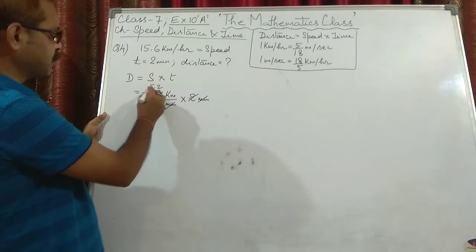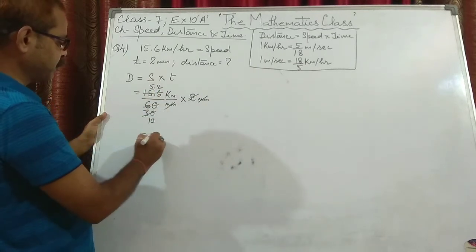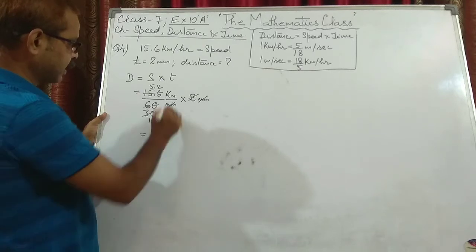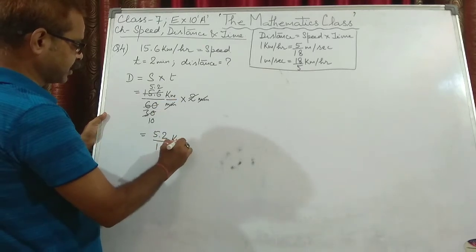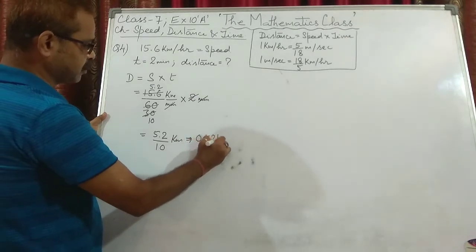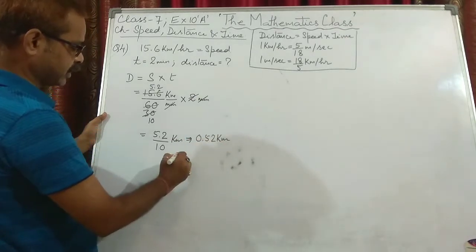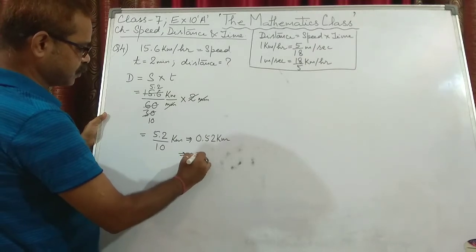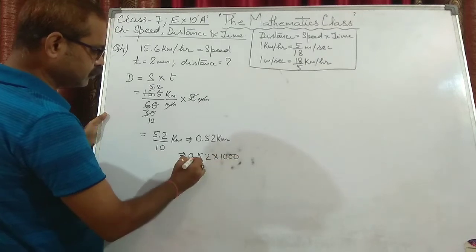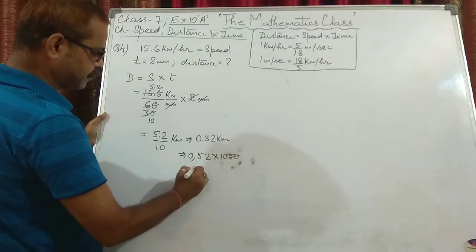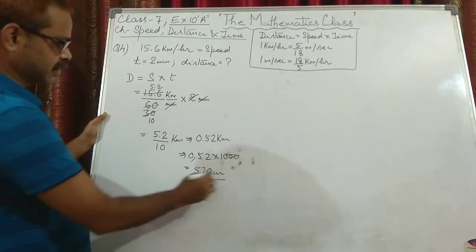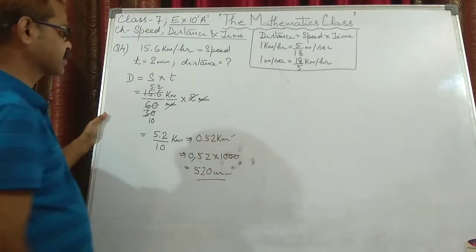Now 5.2, we are getting 5.2 upon 10, and kilometers is left. So this can be written as 0.52 kilometers, or if you convert it into meters, 0.52 into 1000. That will be 520 meters. That is the answer. Either this is the answer or this is the answer.